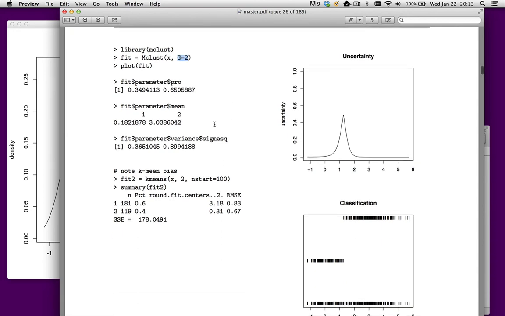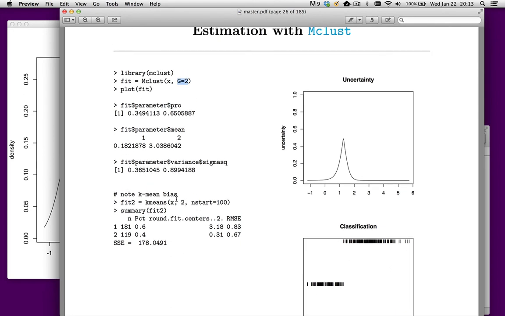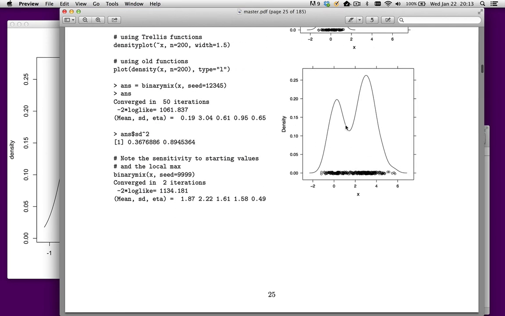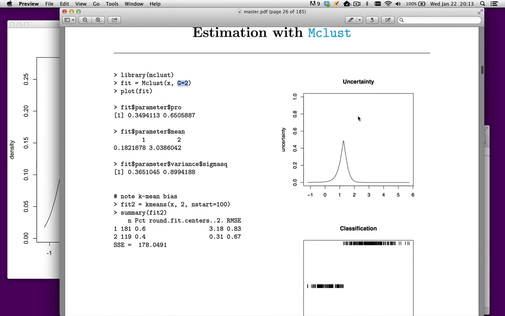Just for fun, it's kind of fun to note the bias of k-means. With k-means, because the clusters have unequal size, remember, the right cluster was twice as large as the left one, there's going to be a bias towards making these have equal size. And sure enough, that's what we see.